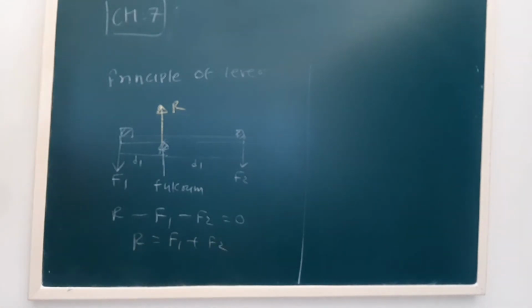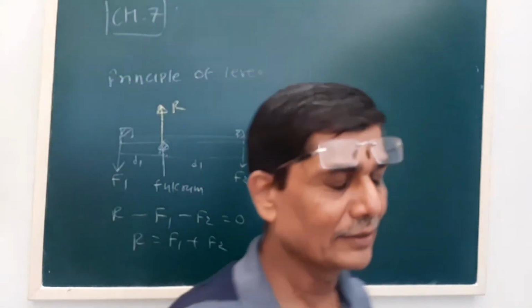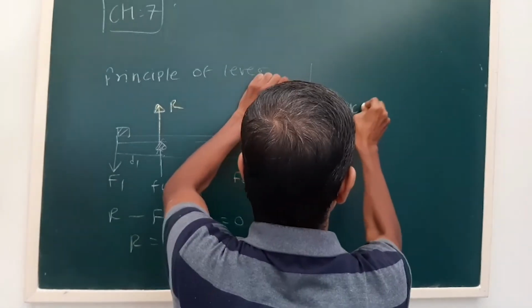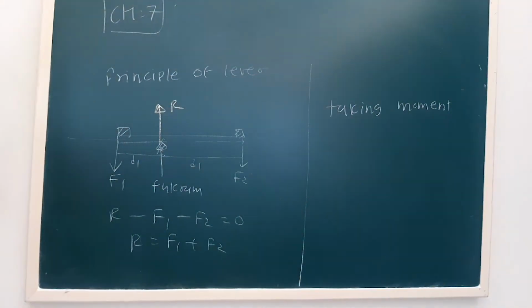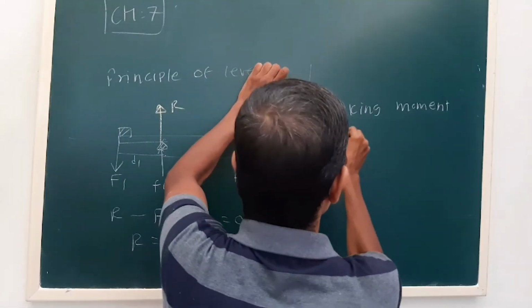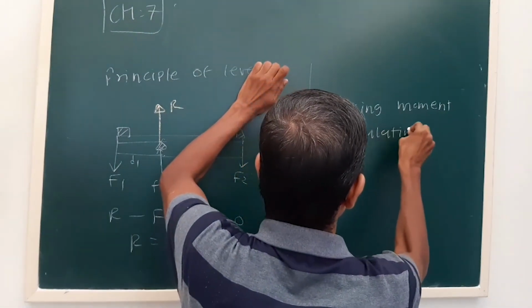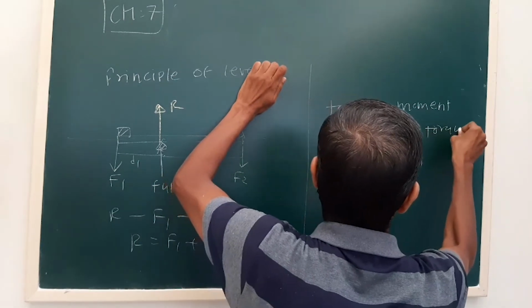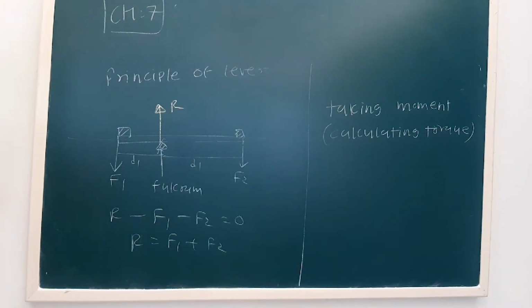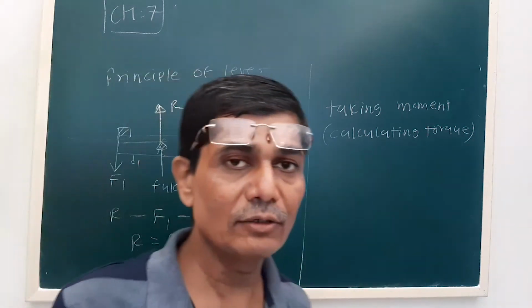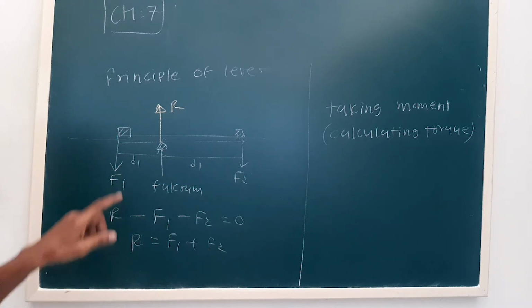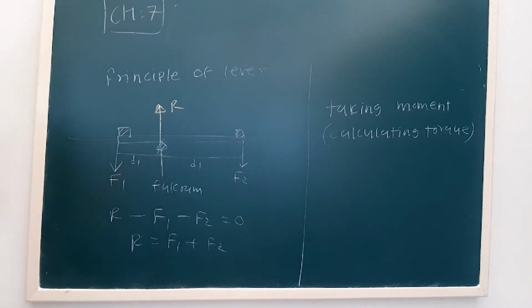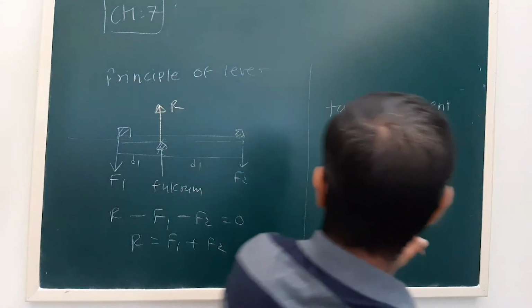Now see, many times you will read in the books like this, "taking moment." What is the meaning of this? It is calculating torque. When you see "taking moment" in a textbook, we have to see what we are doing. We are calculating torque with reference to some point. Here, this is a fulcrum about which we are calculating torque. So we can write like this, taking moment about.